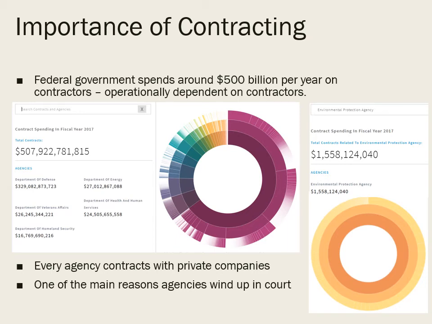So government contracting is one of the main reasons for court cases. A lot of times the government and contractors will sue over: didn't get a contract, got a contract but didn't perform it properly, got a contract, performed it fine, but the government didn't pay properly. So these are the main reasons that agencies wind up in court. And more worryingly, agencies like the DoD and Homeland Security are really operationally dependent on contractors now, which is why it is such an important topic to understand.